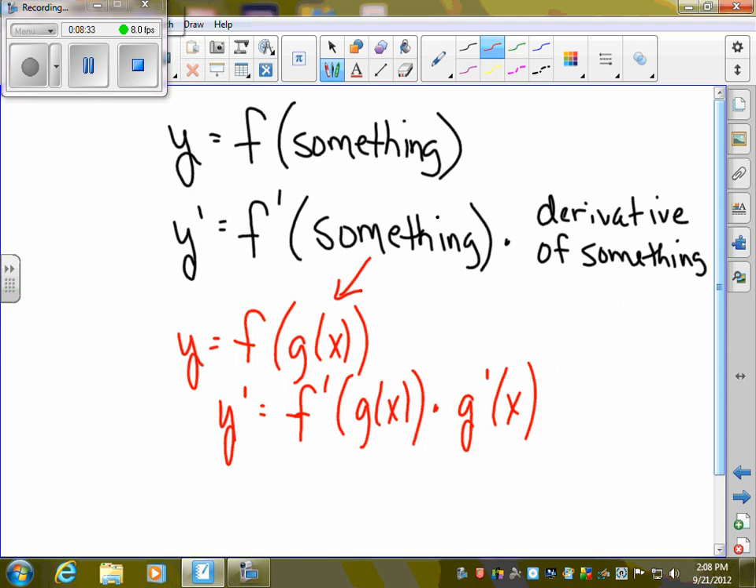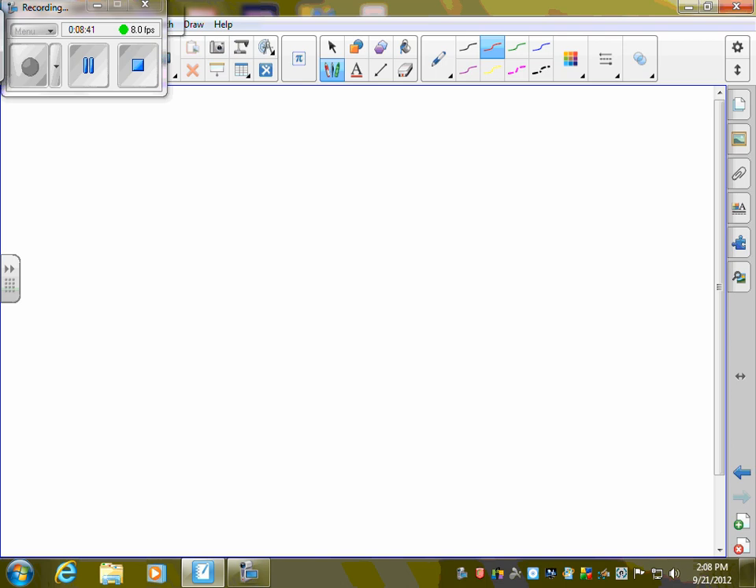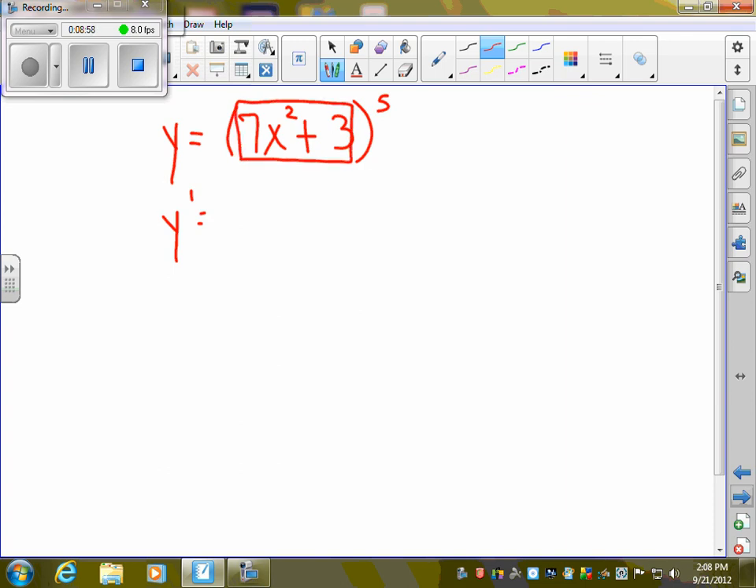Now, I want to wrap up with a bunch of examples of different kinds of things we're going to do with this. Understand we are going to practice the derivative using chain rule and all the other rules. We're going to start combining those. So let's start with something fairly easy. X squared plus 3 to the 5th. Okay, what's y prime? So we've got something to the 5th.